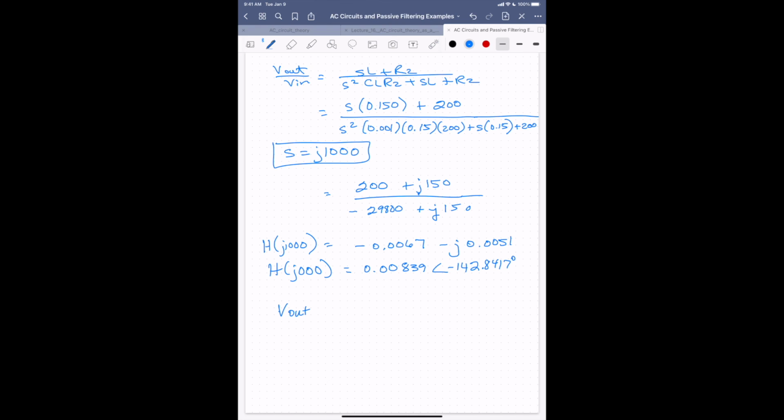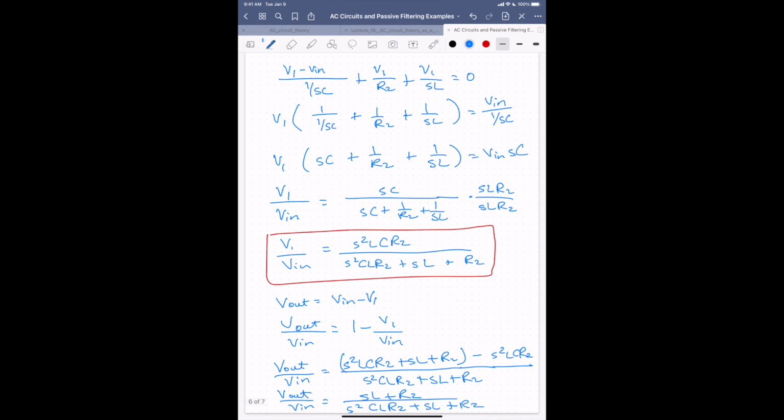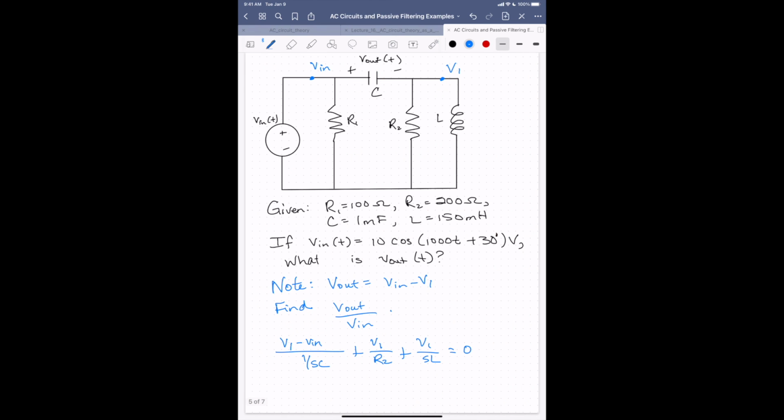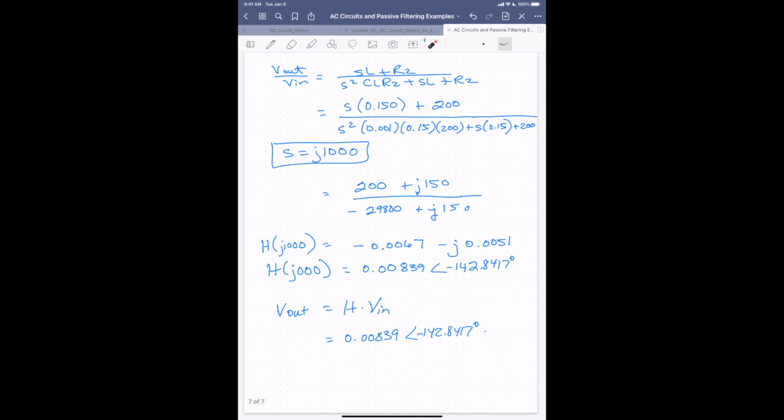Okay, so now we want to solve for V out. V out will be equal to H times V in. So we have H, which is 0.00839 at an angle of minus 142.8417 degrees. And then Vn, of course, was 10 cosine of 1000 t plus 30 degrees. So that's 10 at an angle of 30.